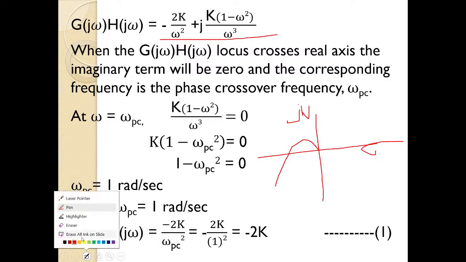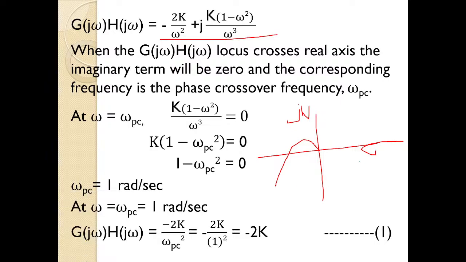Now suppose this is my plot. I will change the color so that it will be more clear. Suppose the blue color line is my plot. This blue color curve intersects the real axis, isn't it? Sigma means the real axis. So it is crossing the real axis at some point. This is our polar plot, which we usually draw on the real and imaginary axes.